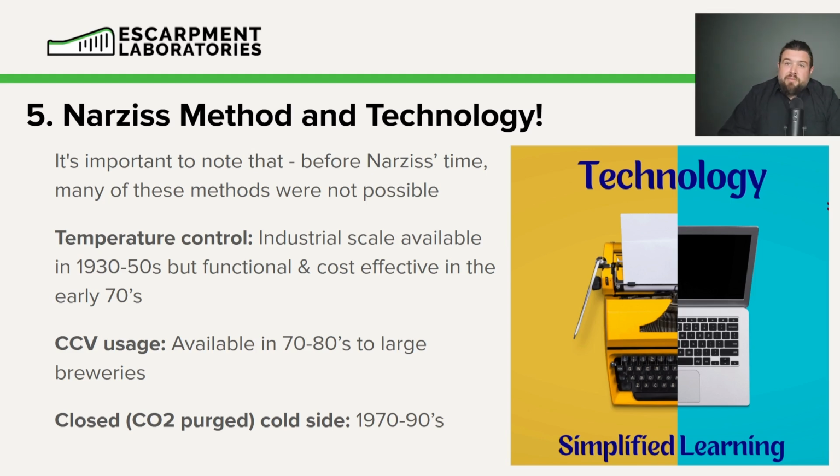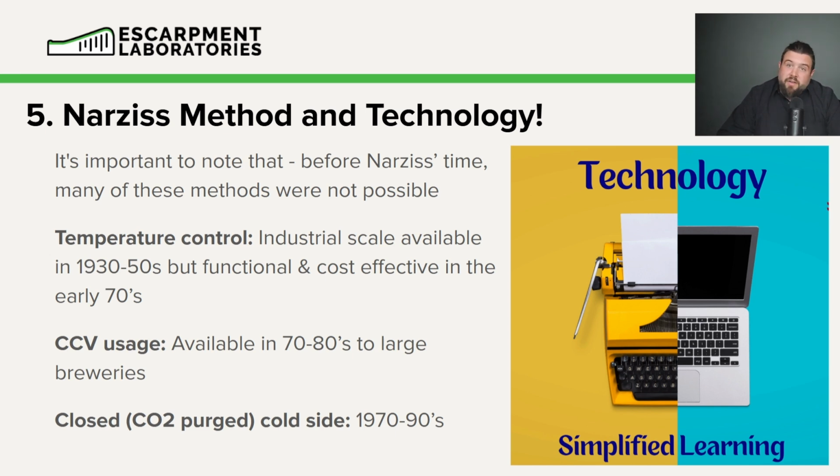So let's just talk about some of the technological limitations of the time. It's important to note this because otherwise you may not realize the impact some of these things had. First off, temperature control. Temperature control at industrial scale was technically available in the 30s and 50s. Spaten had it, but not many others did. This only really became cost-effective for most businesses around the early 70s. That's when Narziss was really pushing some of these works, when temperature controlling became viable for most businesses.